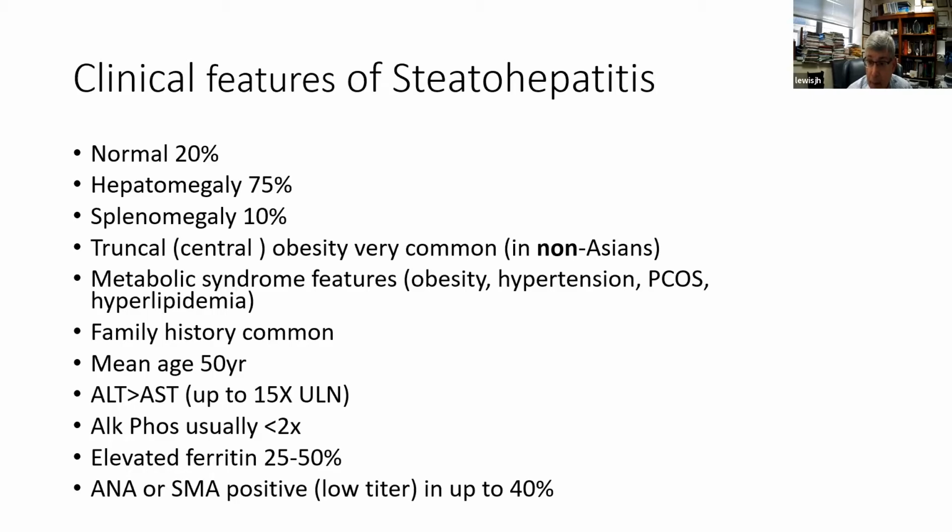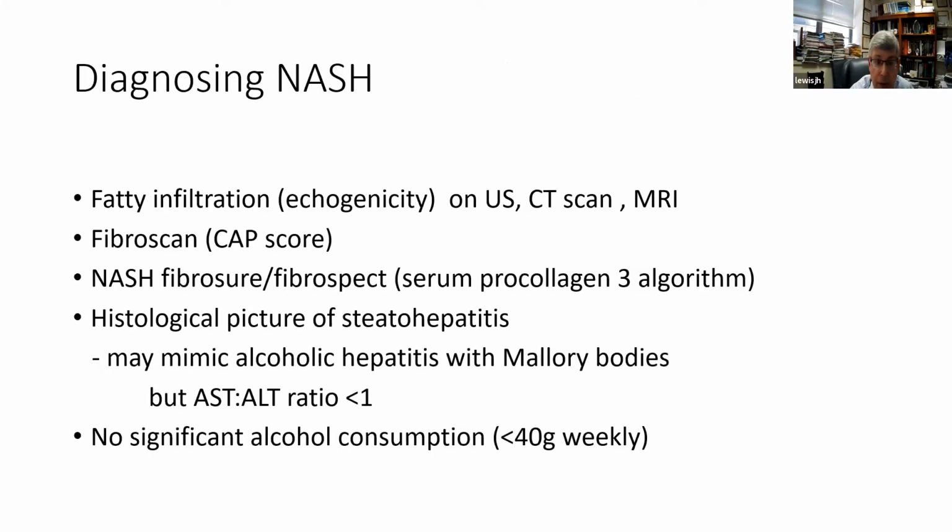And in many instances, we don't need a liver biopsy, because sometimes these autoantibodies are fleeting. They disappear if you repeat them. That doesn't happen in real autoimmune hepatitis. So diagnosing NASH, you can see it on an ultrasound, a CT scan, an MRI. In fact, MRIs with the percentage of fat is now part of FDA trials.